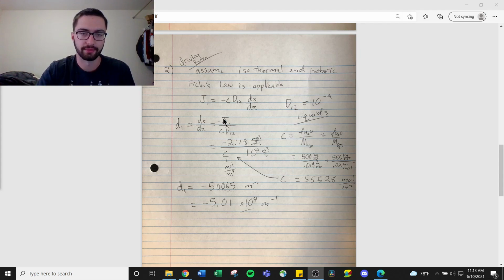And now we know all the different parts of the equation we can plug in, and we end up getting the driving force is negative 5.01 times 10 to the 4th, in 1 over meters. So if we're estimating the order of magnitude, we can see that it's times 10 to the 4th, so that's the magnitude of the driving force.